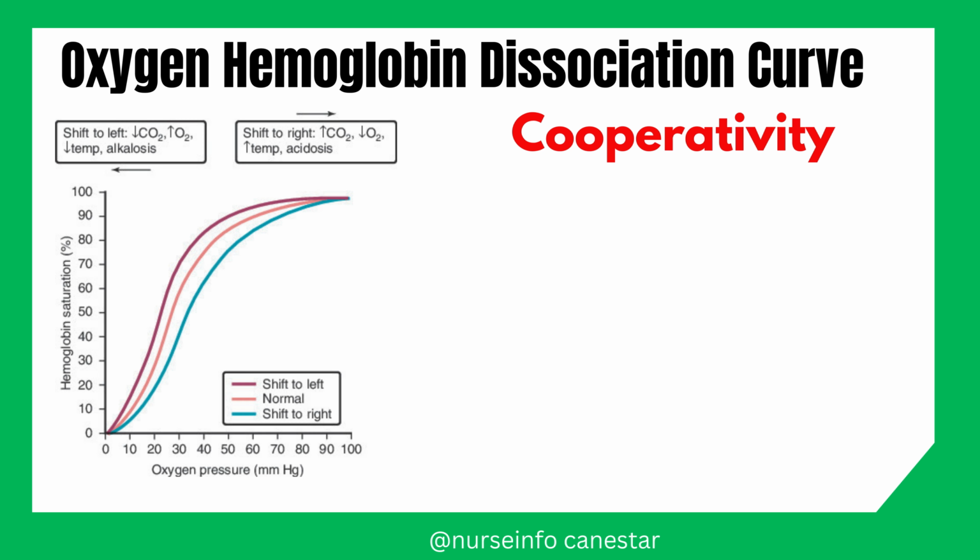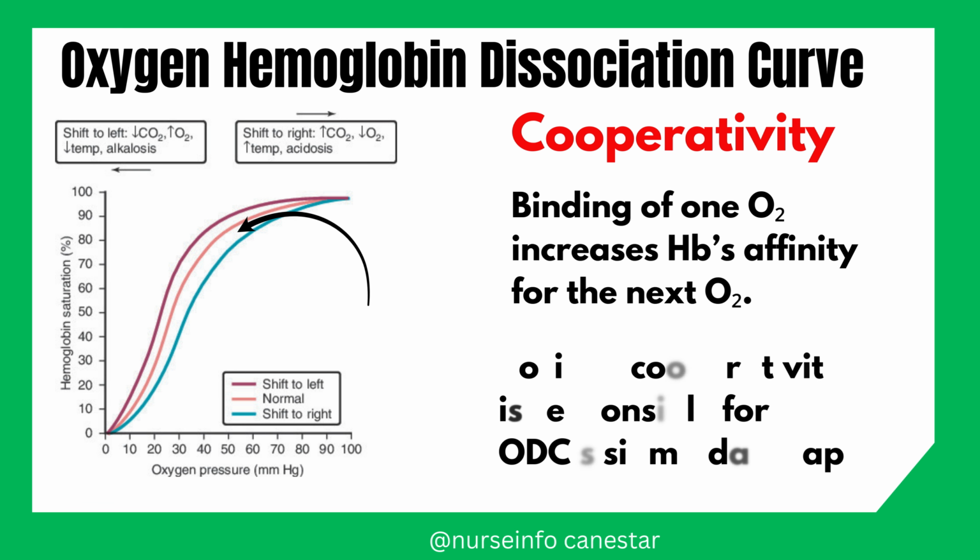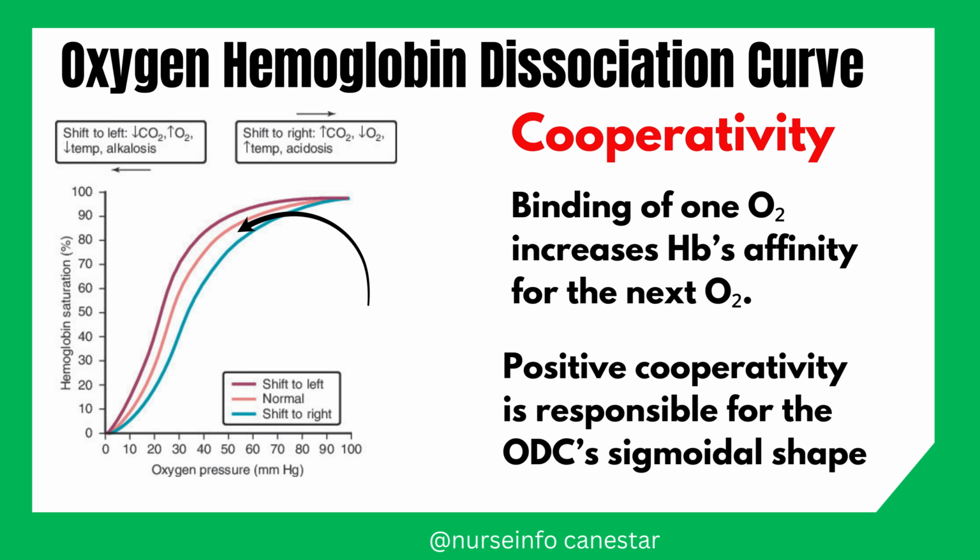An important point is cooperativity, where when an atom of oxygen binds to hemoglobin, the remaining unoccupied spots on that hemoglobin molecule have an increased affinity for oxygen. In other words, with each oxygen molecule, hemoglobin gets hungrier and hungrier for the next. This positive cooperativity is responsible for the ODC's sigmoidal shape.